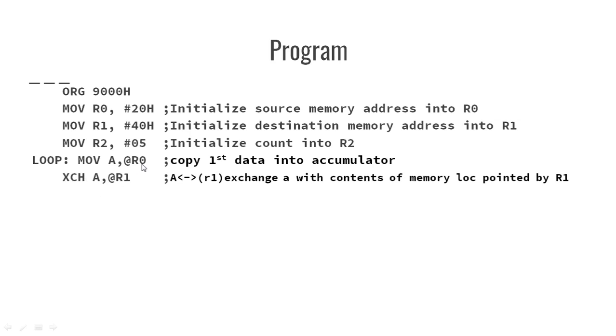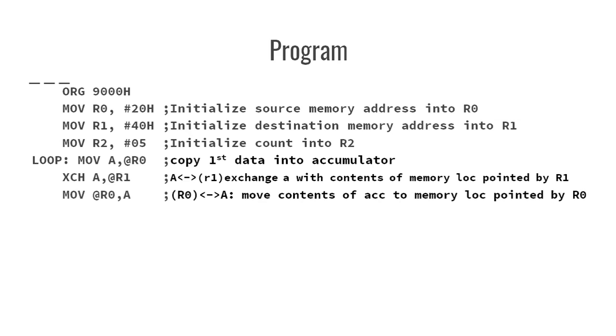Whatever data we have taken from 20h was there in A. From accumulator I am exchanging it with R1. R1 means 40h. Whatever I had at 40h will be given to accumulator, and whatever I had in accumulator will be given to 40h. So exchange is happening here. Now 40h data is in accumulator, I should move that to 20h. So again you write this instruction, MOV @R0, A, so that the content of A will be given to R0, that is 20h.